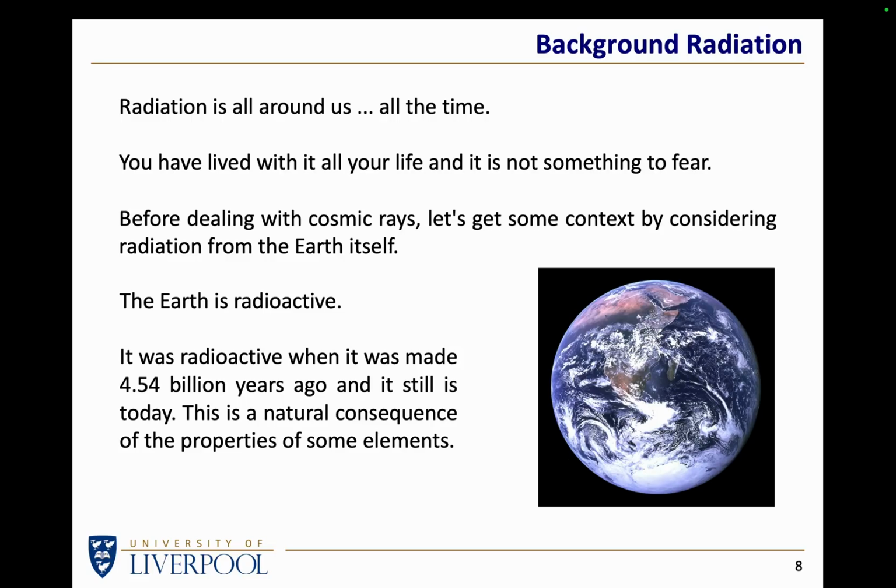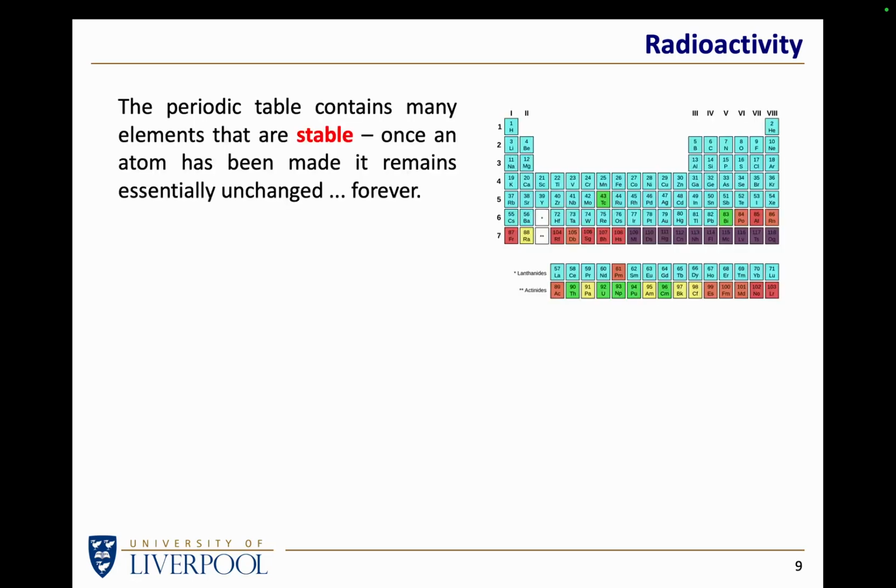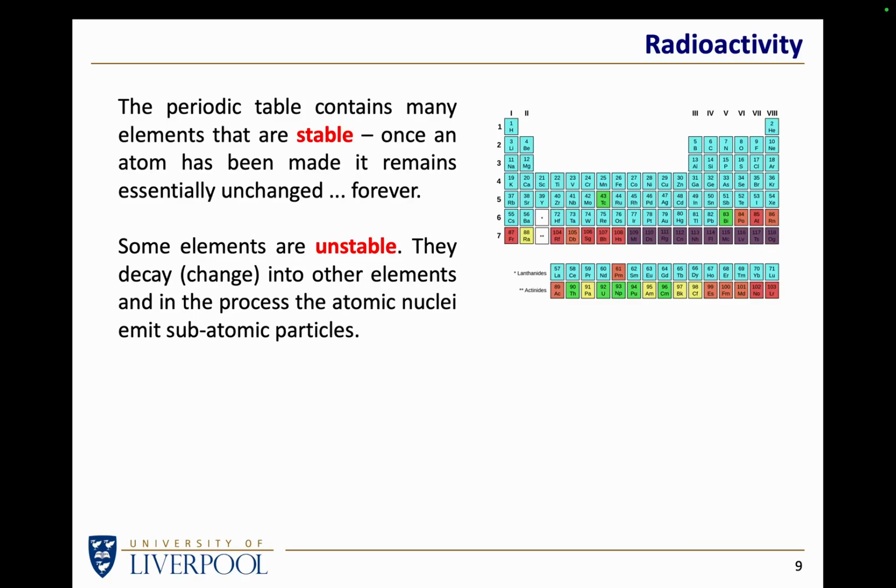It's a natural consequence of the way some elements in the periodic table behave. If we remind ourselves about the periodic table, 90-something stable elements, a lot of the elements in the periodic table are stable, by which we mean once you've made an atom, that atom is almost eternal. In other words, you can play around with the electrons in the atom, but the atom essentially stays that way forever. But there are some atoms, some elements in the periodic table that are unstable.